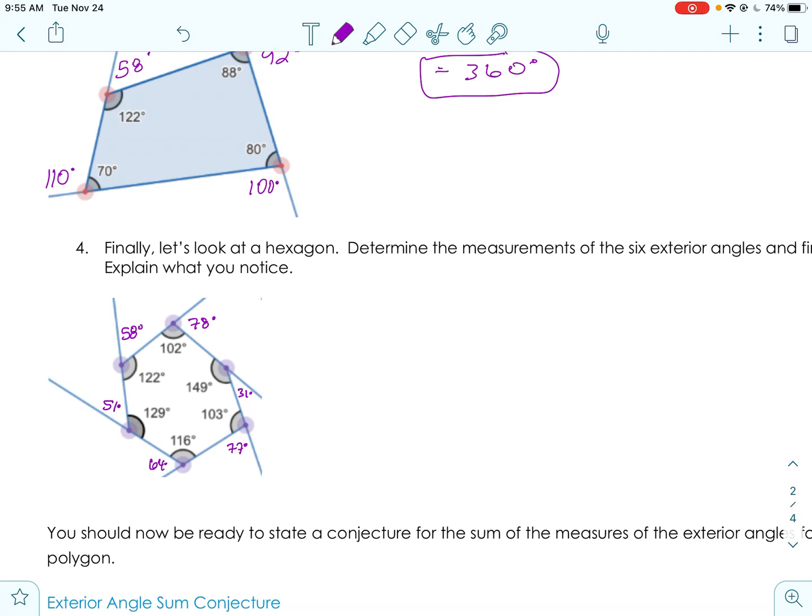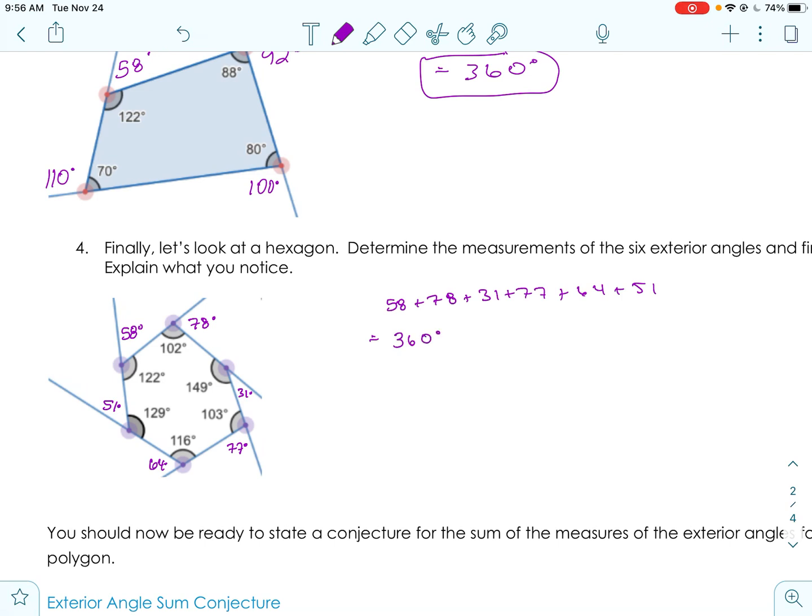So again, we want to know what the sum of these exterior angles is. So we have 58 plus 78 plus 31 plus 77 plus 64 plus 51. And if we add all those together, we get, any guesses? 360 degrees. I actually got 359. I think we might have a small mistake somewhere, but it would be 360 degrees.